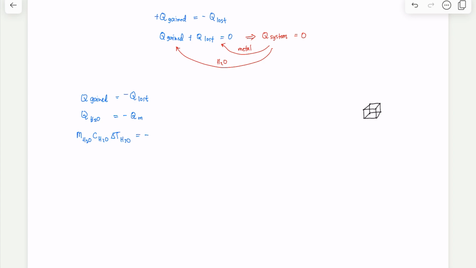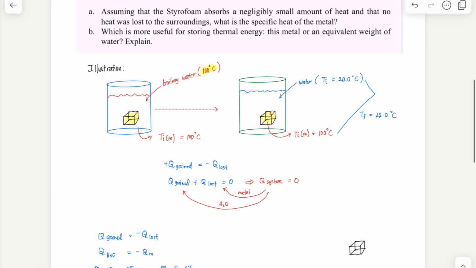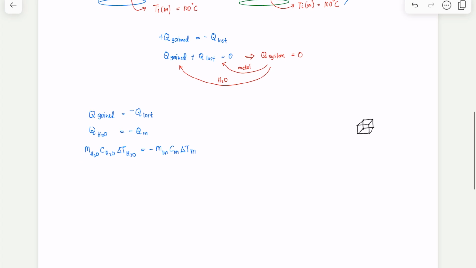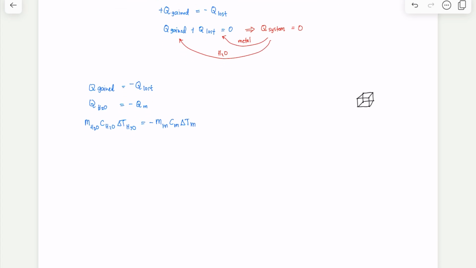And the Q of the unknown metal, or Q sub M, is simply the M of the metal. Sorry, it should be metal. So M sub M, C sub M, and change of temperature of the metal. Now the problem explicitly mentioned that we need to look for the specific heat of the metal. So we're looking for C sub M. When we manipulate that one, this is very easy to do.